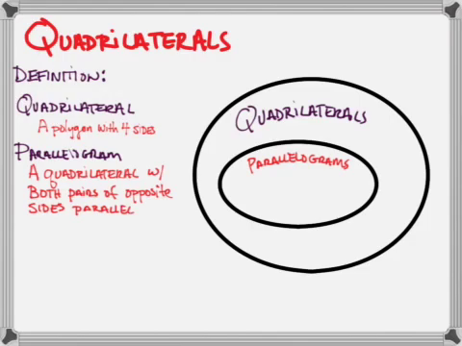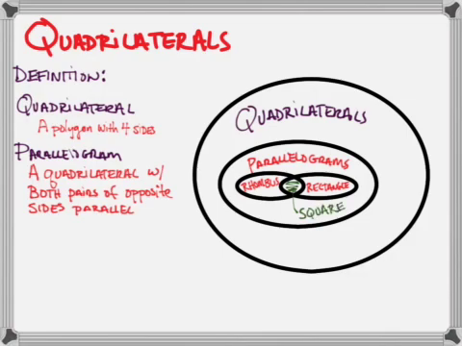Within that, we have some specific cases of parallelograms. So I have rectangles and rhombus. And where those meet in the middle, those are our squares. So a square is a rhombus and a rectangle and a parallelogram and a quadrilateral. It's our most restrictive case.